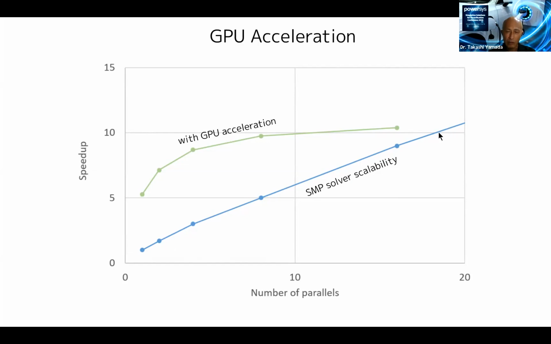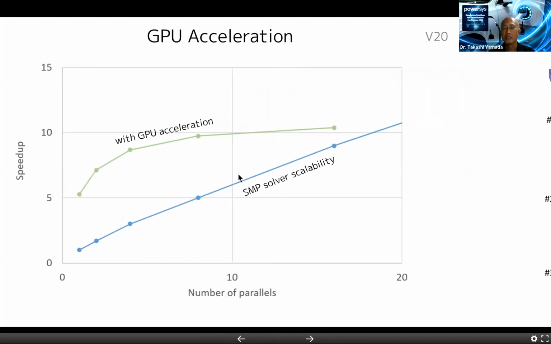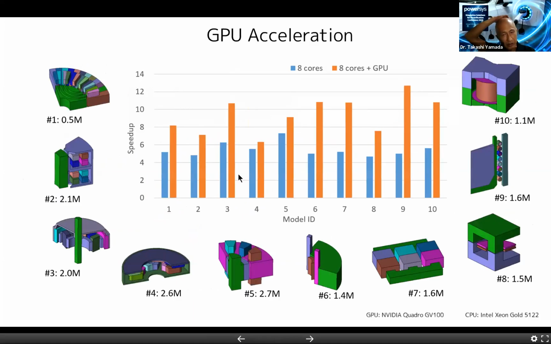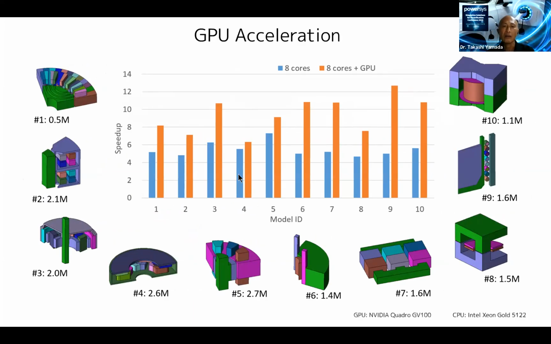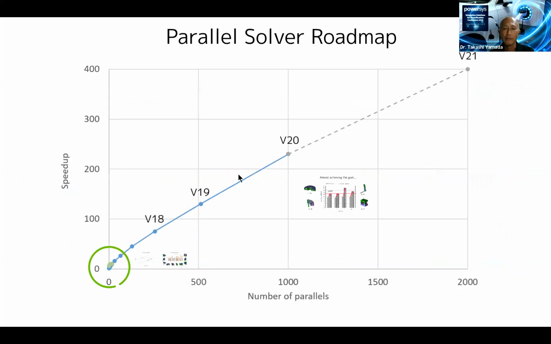on top of this line, now we have another line. This is the speed up, and this is the number of parallel. So using the GPU, you can double your speed. This is a new solution, coming probably in the next version. This is some result of GPU. Okay, this is the parallel solver roadmap.